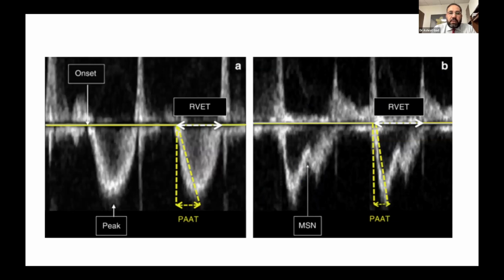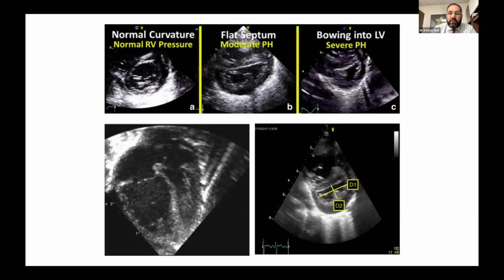Another measurement is to look at the pulmonary artery acceleration time in relation to the right ventricular ejection time. It's a very good tool to look at the VTI, and from there you can evaluate these measurements. A ratio of less than 0.23 is indicative of significant pulmonary hypertension. It's one of the measurements that tells us whether the pulmonary flow is going against high pressure or low pressure.